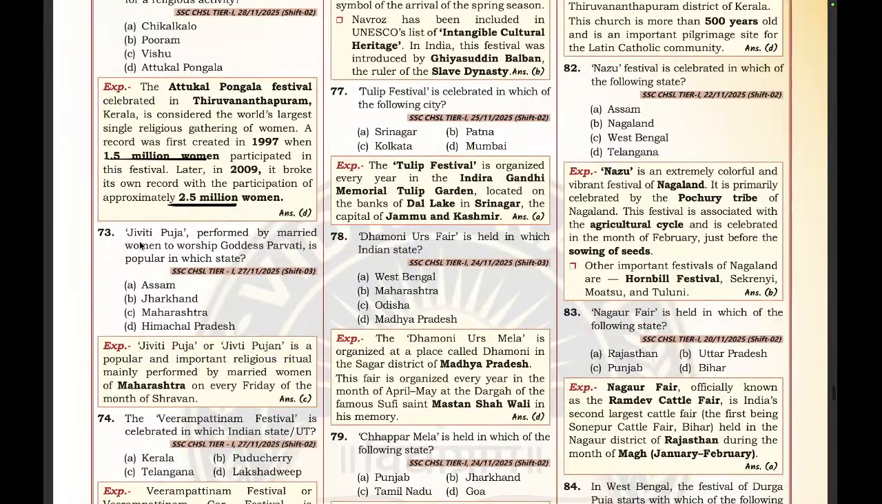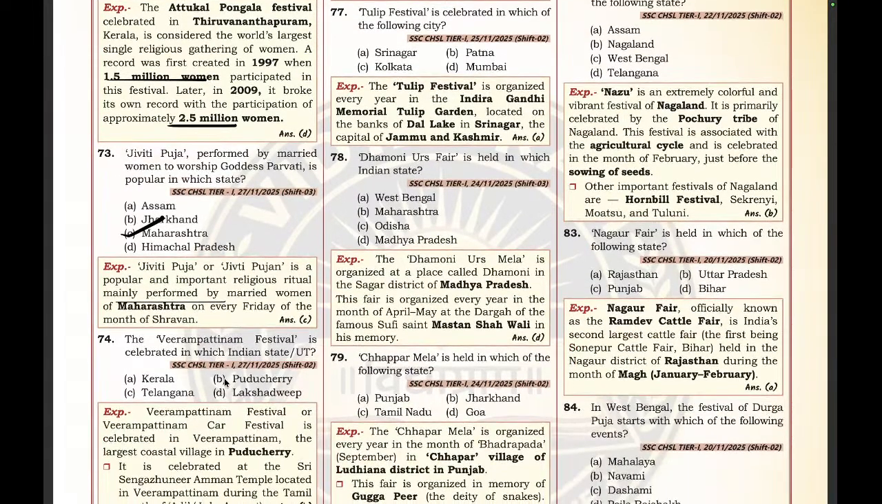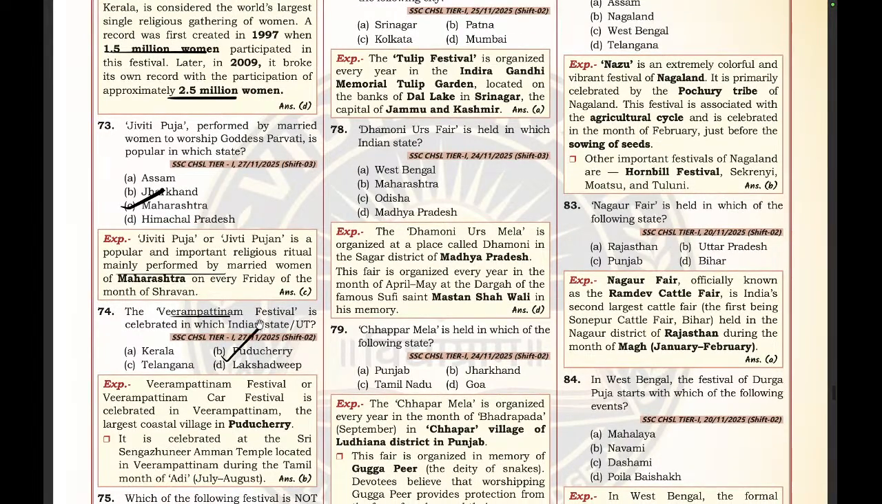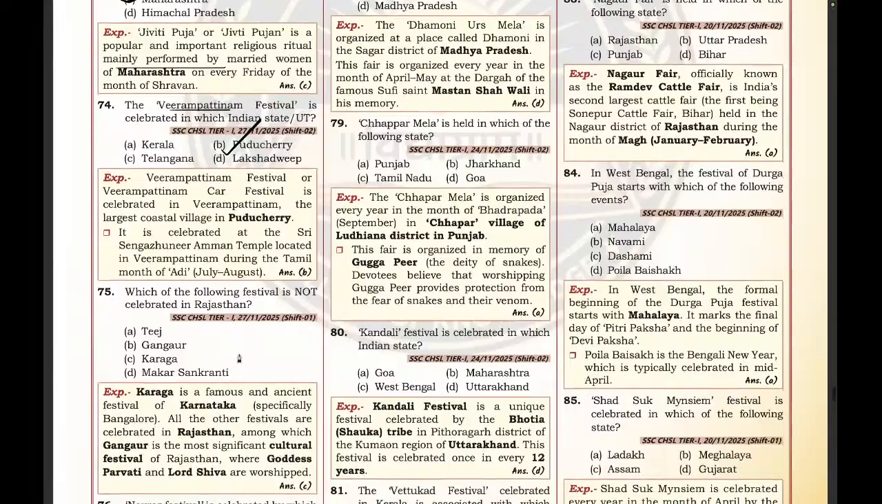Jitiya Puja, performed by married women to worship goddess Parvati, is popular in which state? Where is Jitiya Puja held? It is a popular Hindu ritual mainly in Maharashtra. The Veerampattinam festival is celebrated in, with no conventional festivals asked in last year's SSC exam, and this year it is going to be the same. So Puducherry is the answer for Veerampattinam.